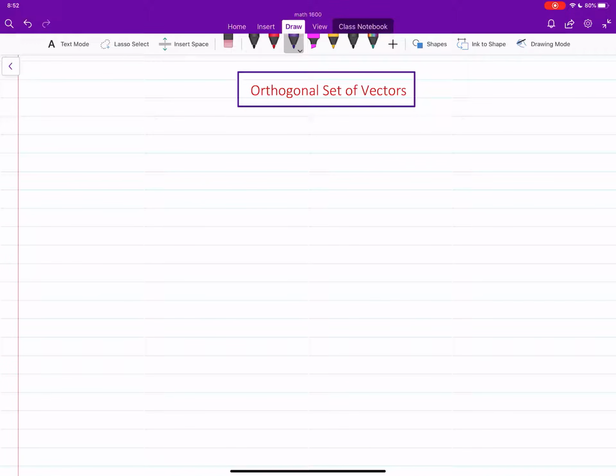Hi, in this video we will learn what an orthogonal set of vectors is. Remember that before, we called two vectors, v1 and v2, orthogonal if we find the dot product of these two and get 0. Now we want to extend this definition to not just two vectors, but a set of vectors.